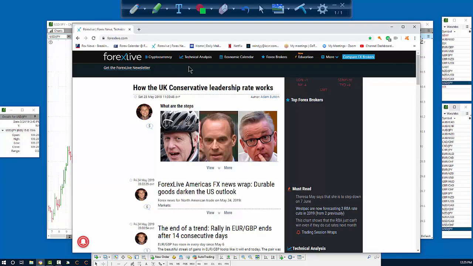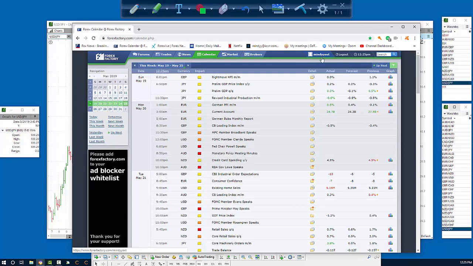It also is free. This Forex Factory one, you can make an account over here for yourself. It doesn't cost anything, right? And so there's no reason not to have Forex Factory and Forex Live added to your favorites bar in your web browser, so that you can get to these two sites really quickly, because they're a lot of help when you're trying to trade Forex.